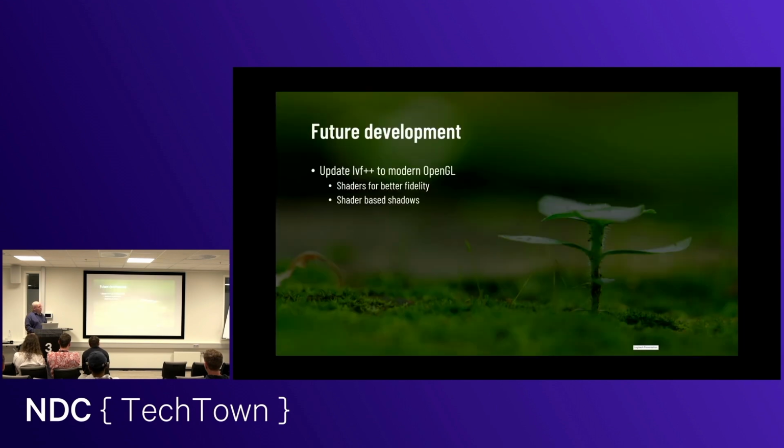Future development. Next step, update IVF++ to modern OpenGL, with shaders for better fidelity and shader-based shadows. I have a really simple shadow which just flattens the model, makes it gray, and draws it on the floor. So it's easy. A JSON-based file format: I currently have just a very simple streams-based format. Perhaps try porting it to WebAssembly using Emscripten to see if I can provide a user interface on the web.